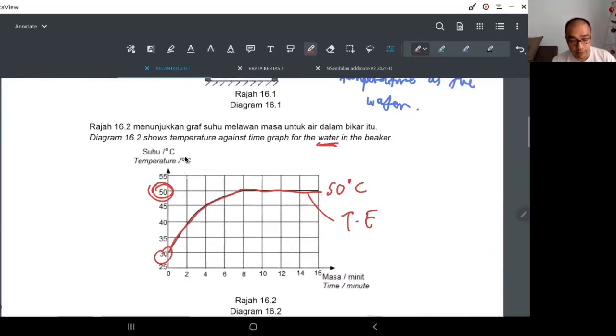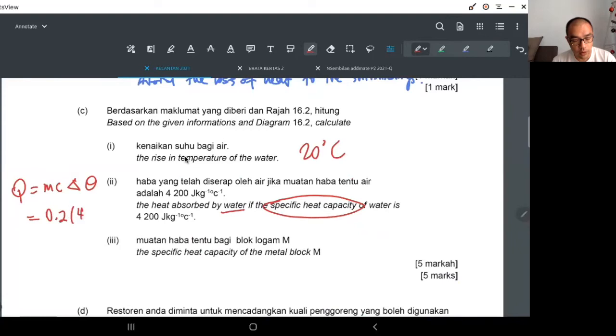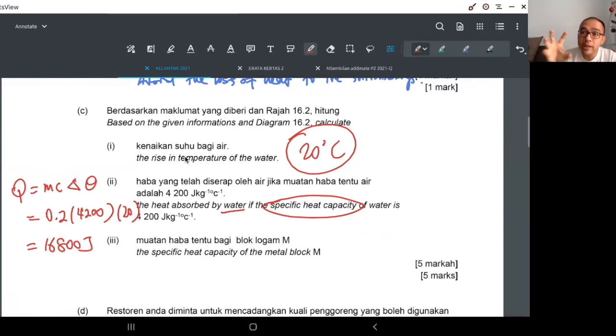The mass of the water is given as 0.2 kg. So we have 0.2 times 4200. The rise in temperature is 20. Sudah diberi untuk kamu. So all you have to do is just put it in, and you will get 16,800 joules. Now remember, all this heat, 16,800 joules, is transferred to the water from the block. All the heat in the water is taken from the metal block M. So that means the amount of heat that M transferred to the water is the same, 16,800 joules.